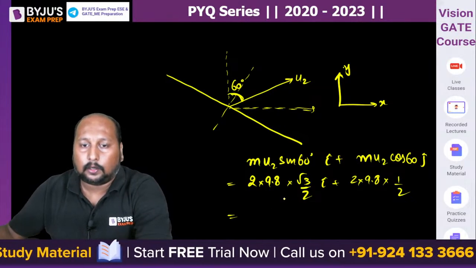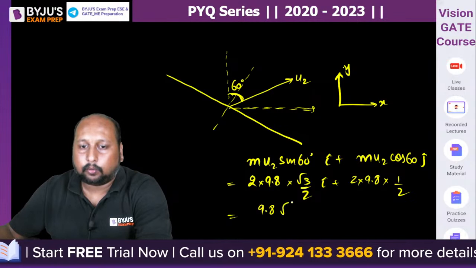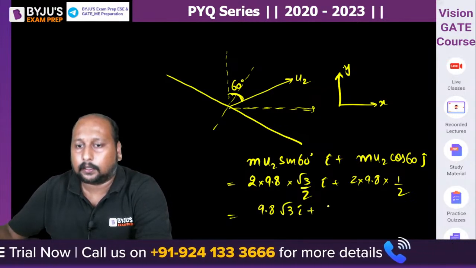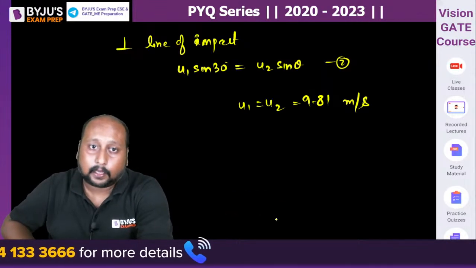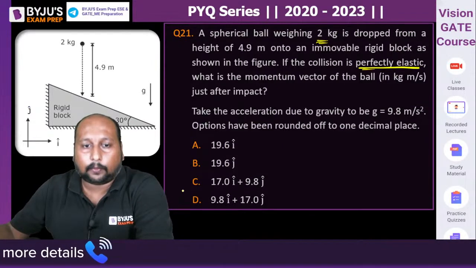Okay, so this is equal to 2. This is 9.8 root 3 i cap plus 9.8 j cap. This is the momentum vector. So we are getting option C.